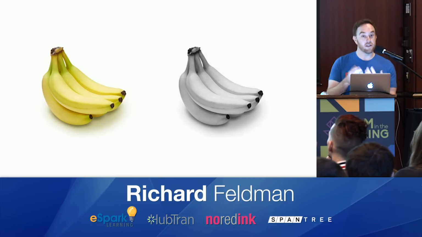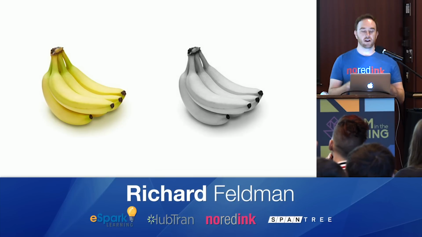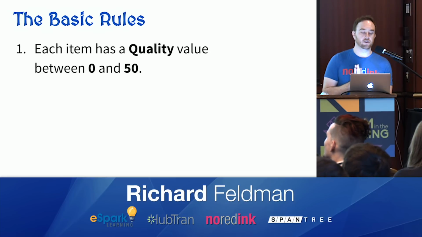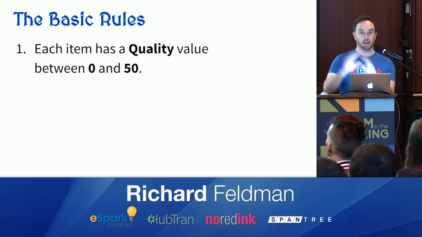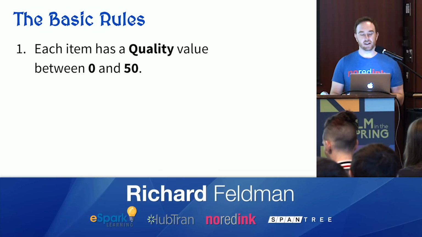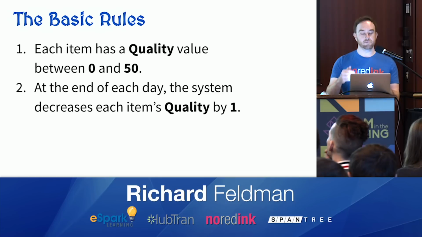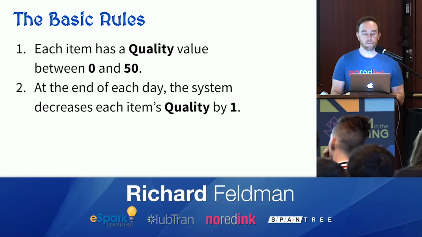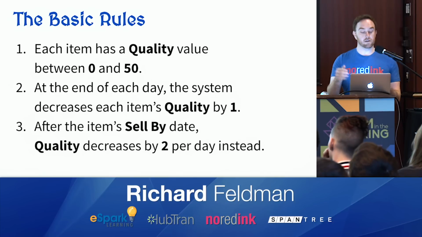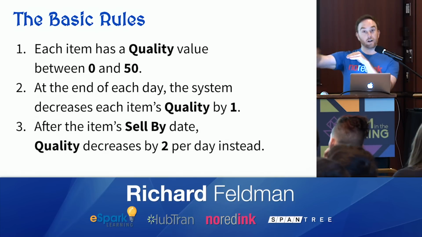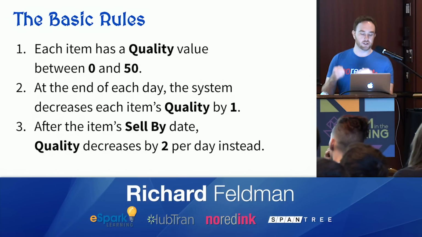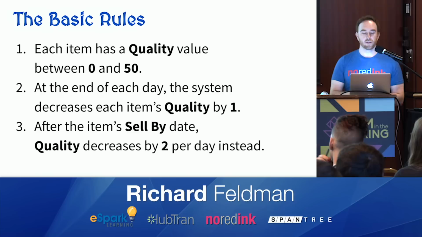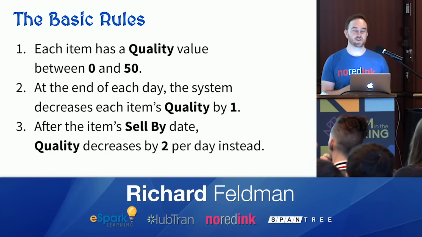So this is one of the basic rules of the Gilded Rose: we have inventory and it goes bad. Okay, so that's rule number 1. Each item has a quality value between 0 and 50. 0 means unsellable, 50 means it's awesome, people will be excited to buy it. And at the end of each day, the system decreases each item's quality by 1, so decrements it. This is the baseline rule. And then once the item reaches its sell-by date, quality decreases by 2 per day instead. So it's really going downhill fast, and it's going to get down to 0 sooner than before its sell-by date. These 3 rules are the basic rules of the system. Okay, but this wouldn't be a terribly interesting problem if we just had these basic rules.